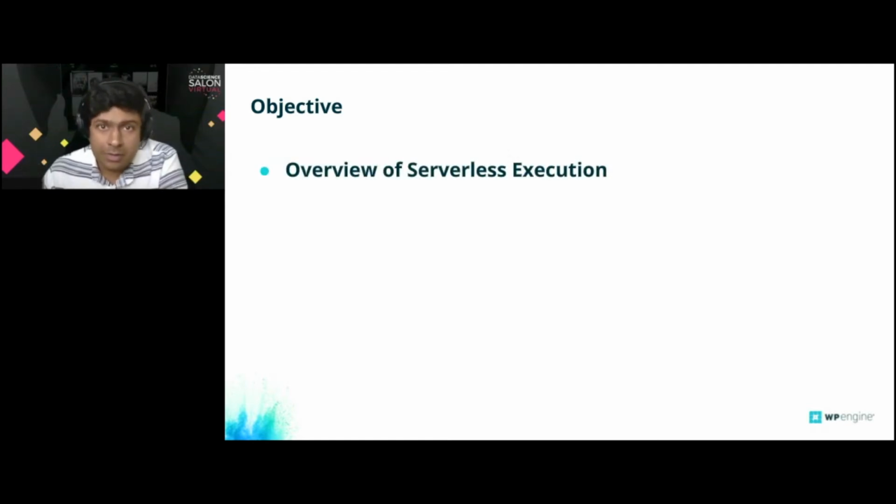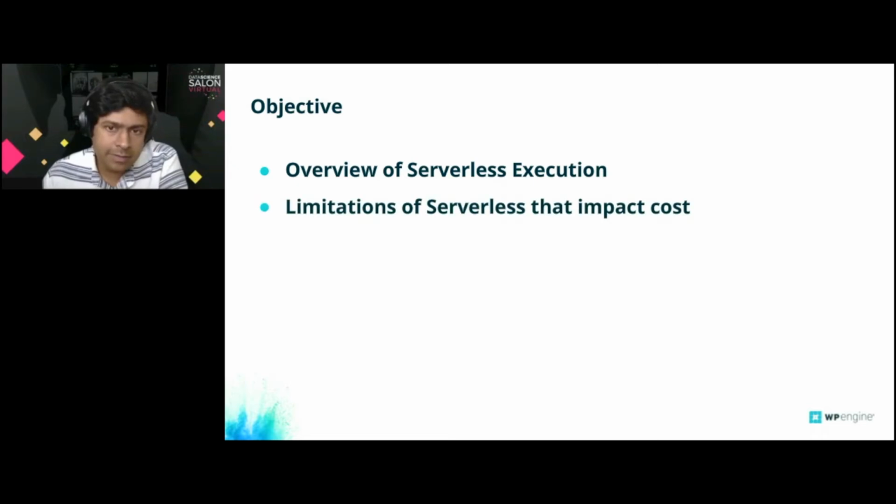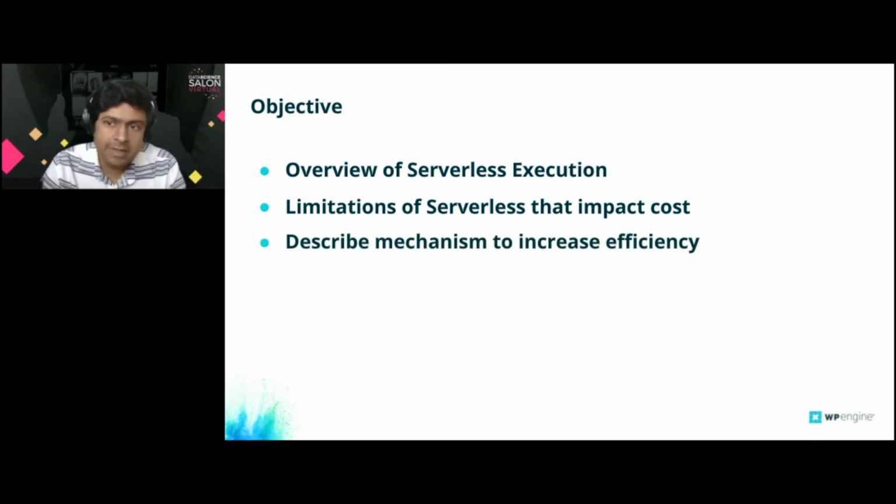What I hope you take away from the talk today is an overview of what happens when you run a workload on serverless, some of the limitations that can occur when running serverless, and how they impact cost. And we'll walk through our journey of addressing some of these limitations and how we got more bang for our buck when running serverless. Feel free to ask any questions via the chat window, and I'll be answering them as we go along through the presentation.